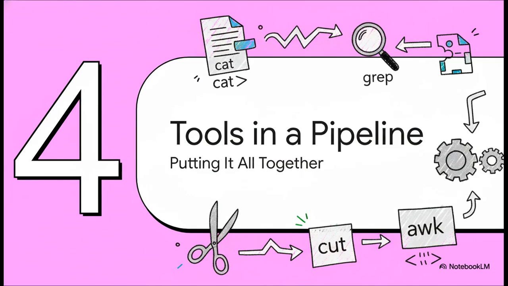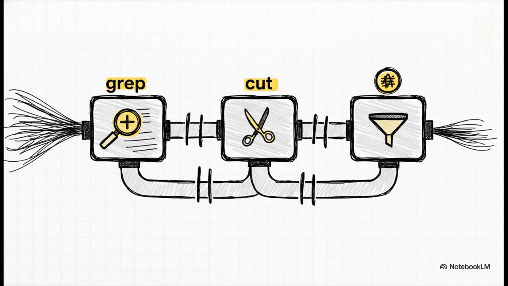But here's where it all comes together. The real magic, the real power, happens when we stop using these tools one at a time and start connecting them into what we call a pipeline. So that one little character, the pipe, is the secret sauce. Think of it like a piece of plumbing. It lets us build these powerful custom commands right on the fly, creating a kind of data assembly line.